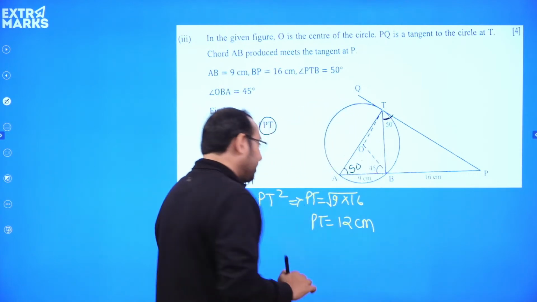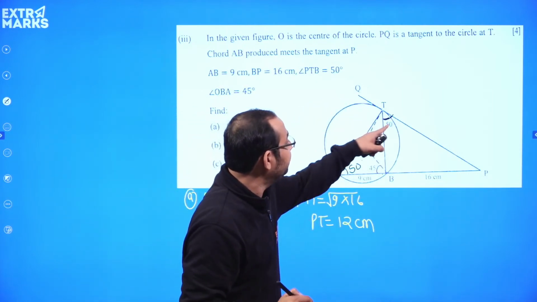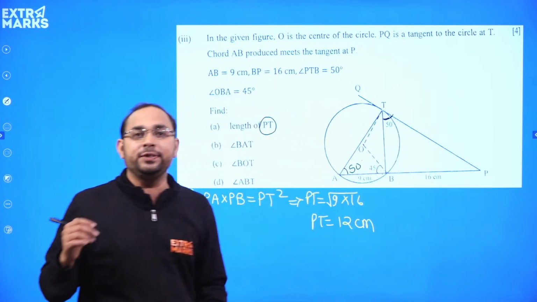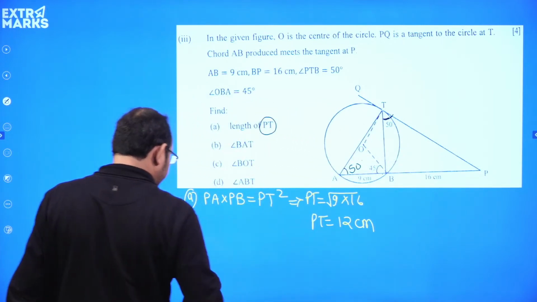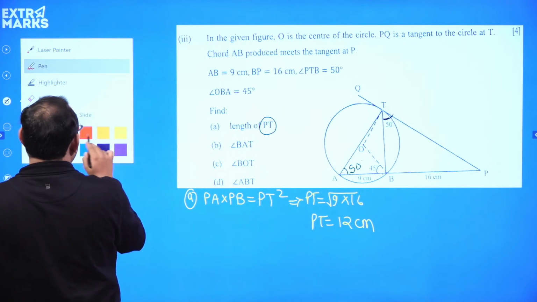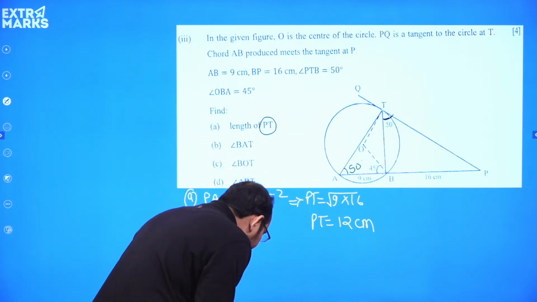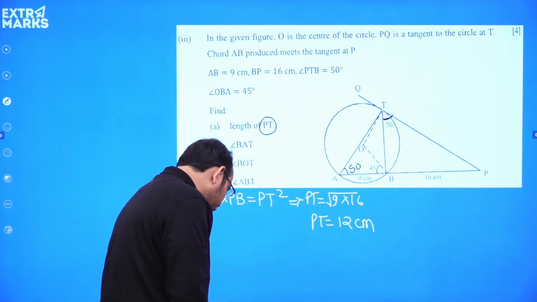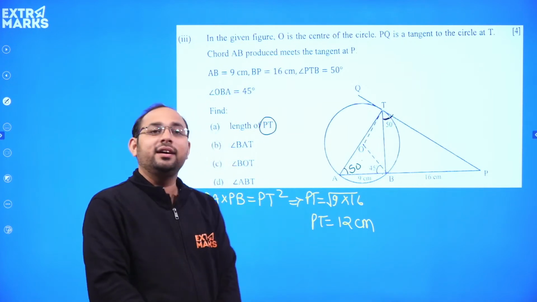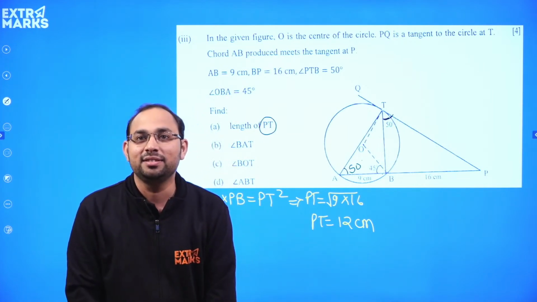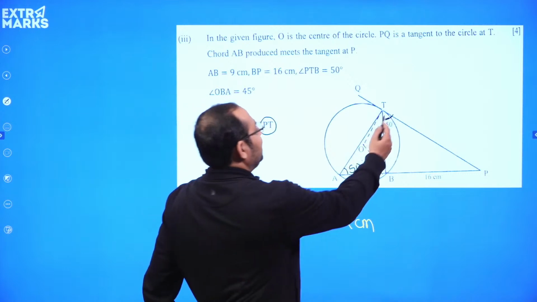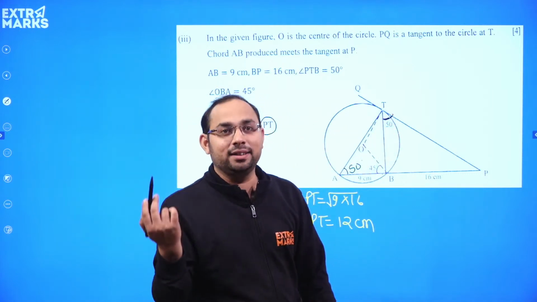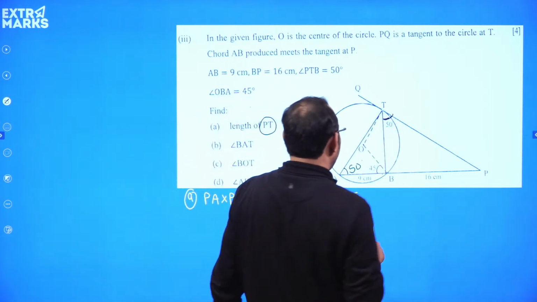Why? Can anybody tell me? Why is BAT 50? Because PTB is 50. Can anybody tell me in chat? Come on. Anybody? Tamanna, do you know the answer? Avinash? Anybody? Aishwarya? If this is 50, this is 50. Why? Alternate segment theorem. Okay, chalo.